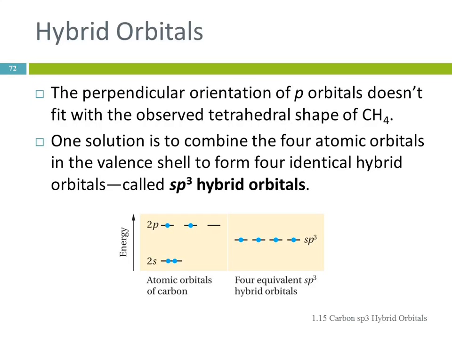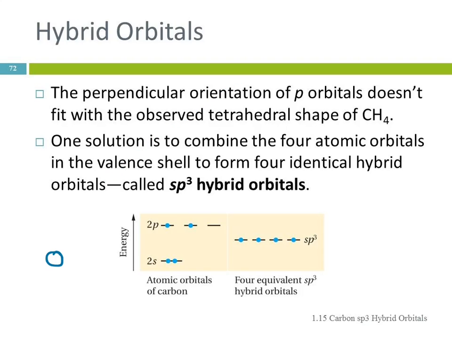Now, we know that those p orbitals are orientated perpendicularly to each other. There's one along the x-axis, one along the y-axis, and one along the z-axis. But if we have orbitals like that overlapping to form sigma bonds, that does not account for the observed tetrahedral shape of the methane molecule. We talked far too much about that last week.